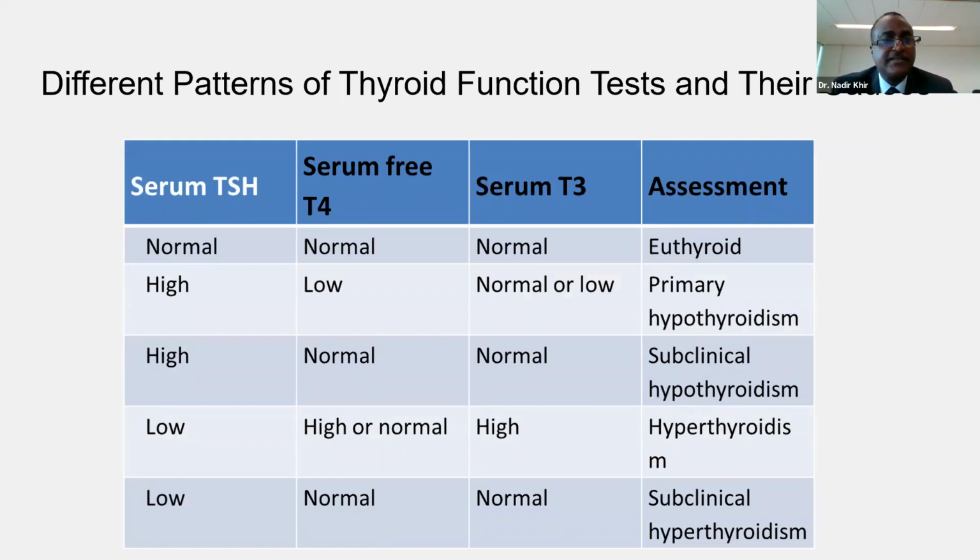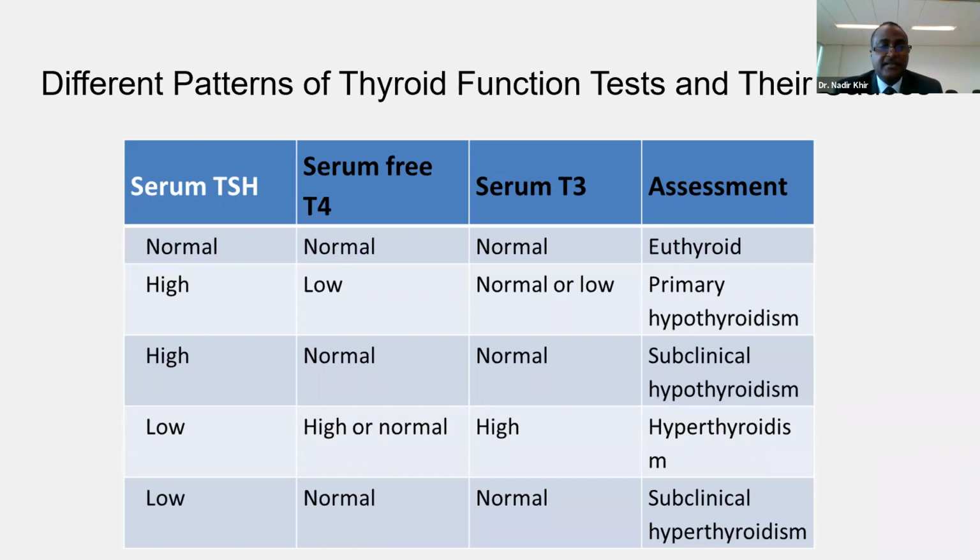Let's do this exercise together. Different patterns of thyroid function tests and their causes. Serum TSH on the left, serum free T4, serum T3, and your assessment. This is very straightforward. This gives you the basic abnormalities in thyroid function tests. As we said, always start with the TSH. The first one, TSH is normal, free T4 is normal, T3 is normal, then this is euthyroid. Eu means normal, good thyroid.